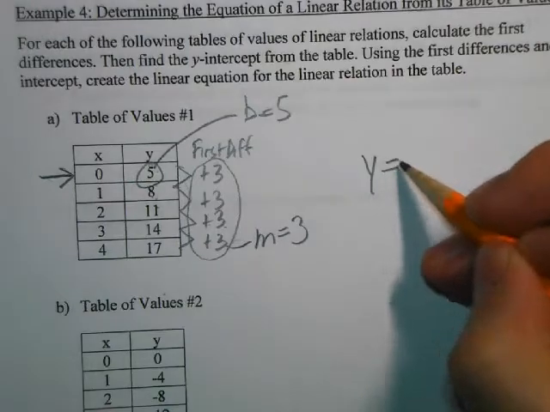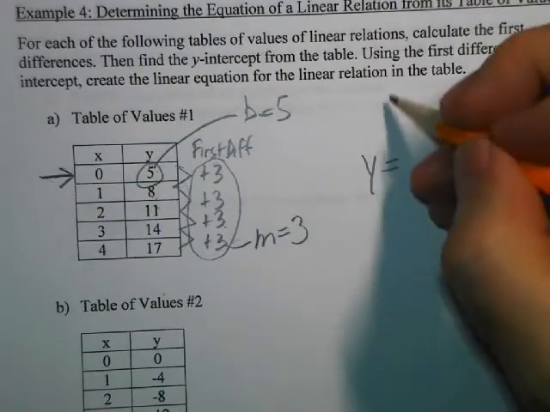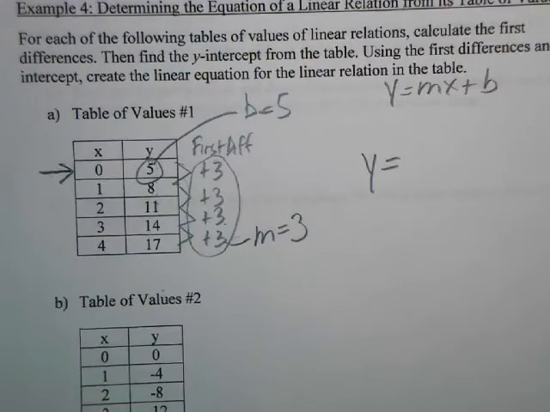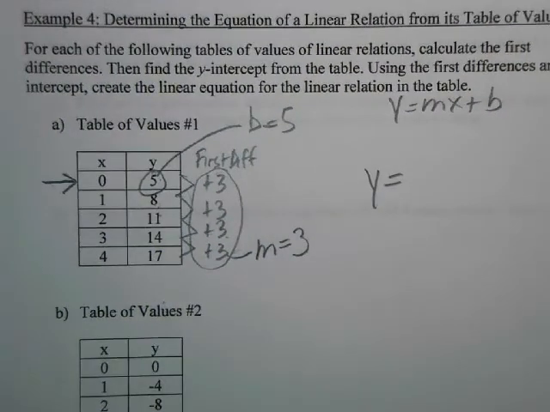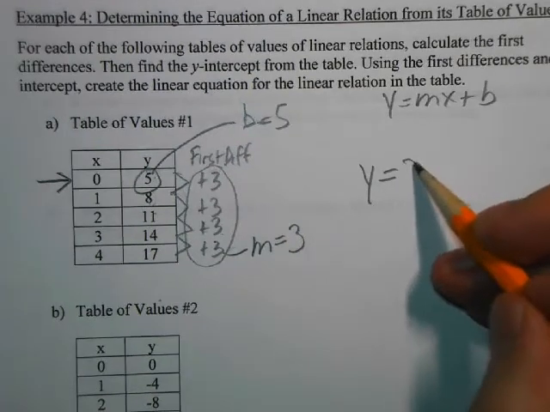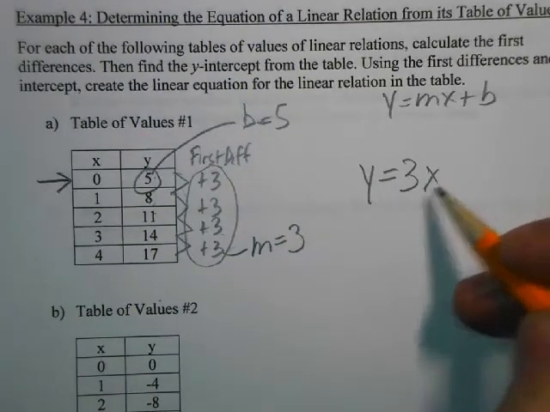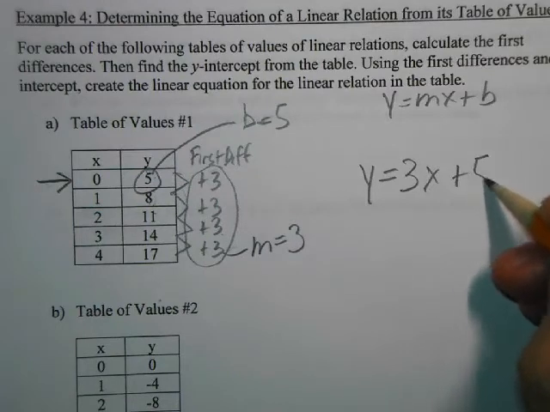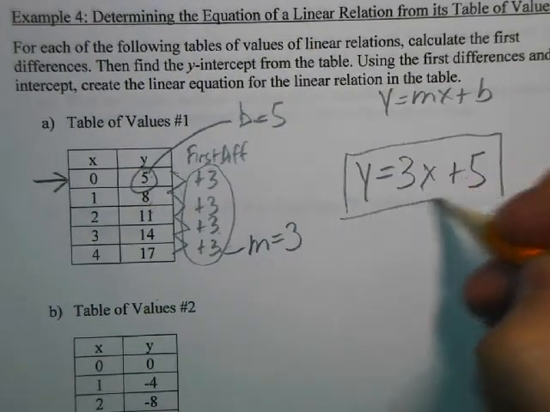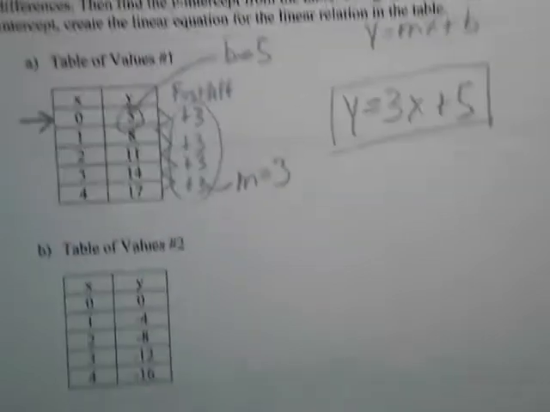So to get the equation, don't forget it's y equals mx plus b, something you should be writing down quite often until you've got it in your head. So y equals m, that's 3x, plus b, is plus 5. Okay, so there's the equation of that linear relation, and we keep going.